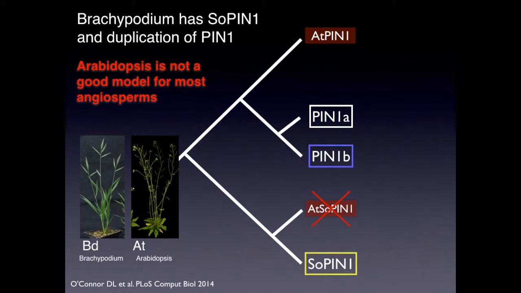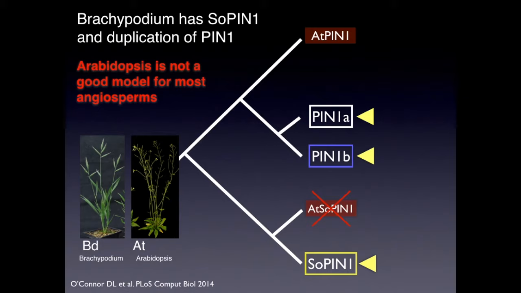I don't have time to show you the specifics of this gene loss, but suffice to say I really believe it's a loss of a whole gene, and that means that Arabidopsis is a bit weird. There's this sister clade that no one had really studied before. In Brachypodium, that clade is represented, but also grasses have this grass-specific duplication of PIN1a and PIN1b.